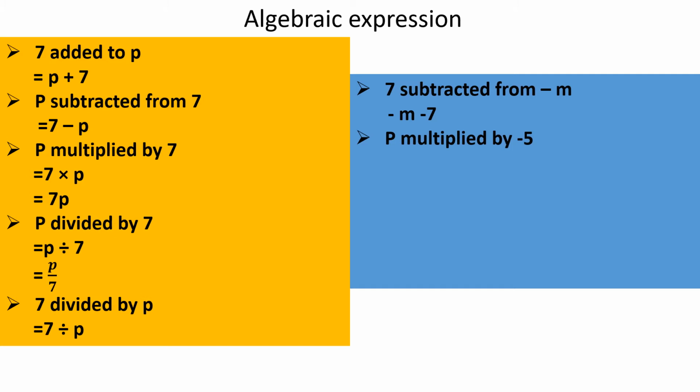P multiplied by minus 5, it means p multiply by minus 5. We can write it like this, and in short form we can write minus 5p also, but not p minus 5, right? Minus 5p. Then minus p divided by 5. We will write like this, and in the form of a fraction also we can write minus p over 5.